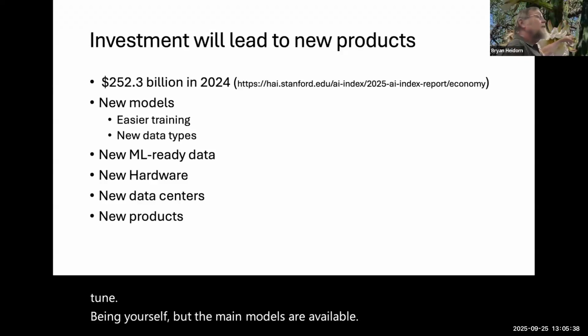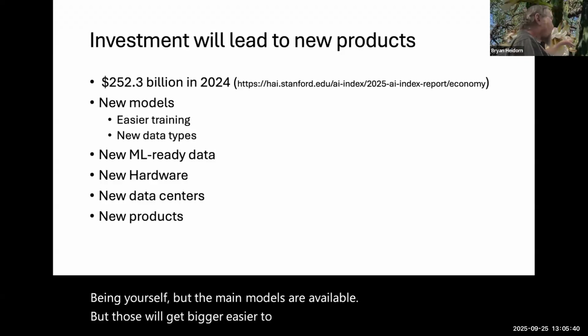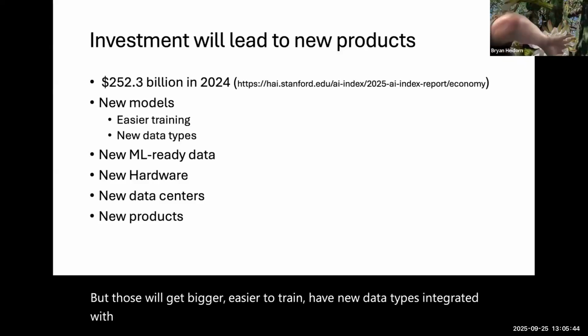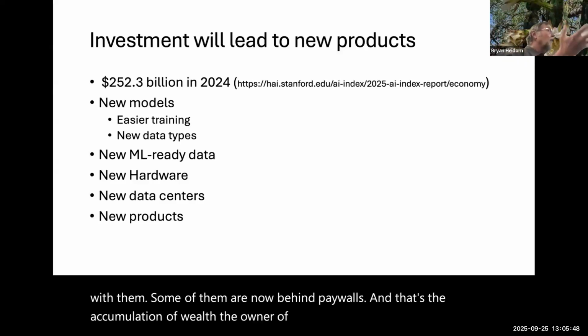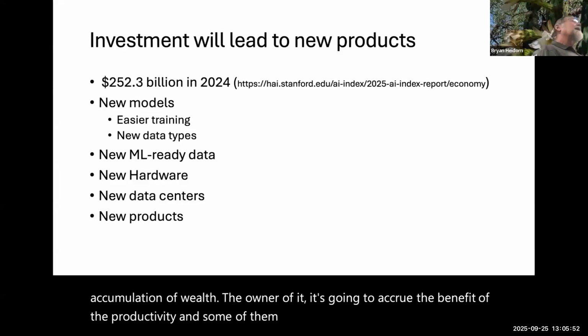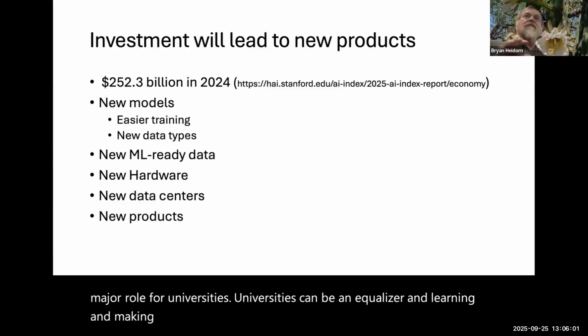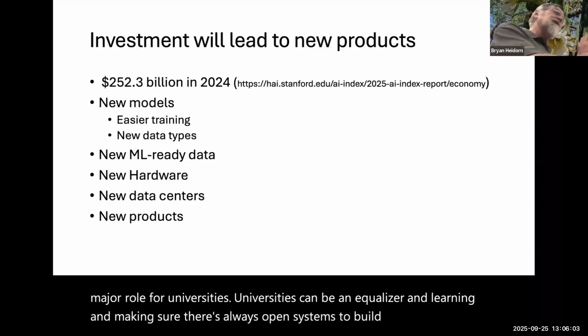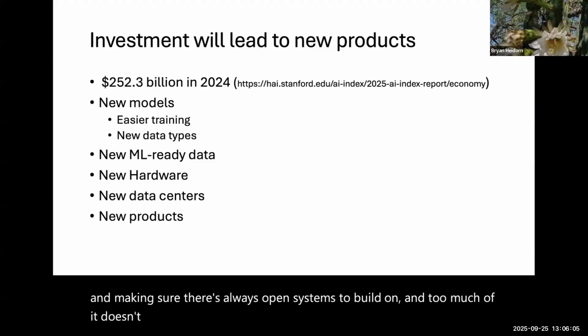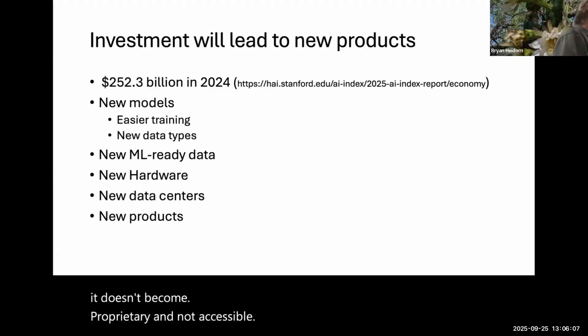But those will get bigger, easier to train, have new data types integrated with them. Some of them are now behind paywalls, and that's the accumulation of wealth. The owner of it is going to accrue the benefit of the productivity. And some of them are in the open. And I think that's a major role for universities. Universities can be an equalizer, making sure there are always open systems to build on, and too much of it doesn't become proprietary and not accessible. But that's a whole other talk.